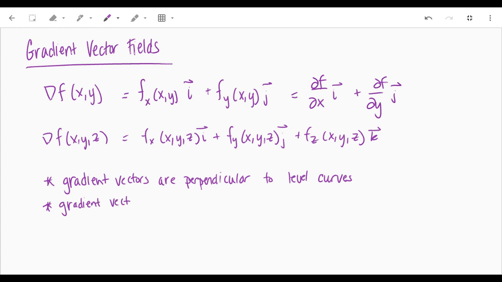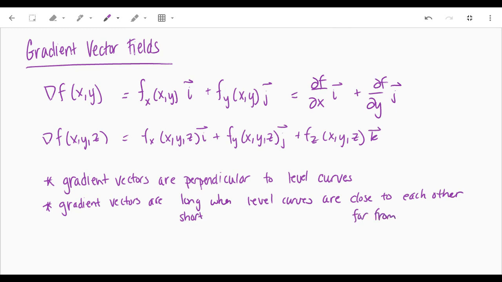Gradient vectors are long when level curves are close to each other. Okay. And then we can kind of rewrite the same statement. They're short when level curves are far from each other.